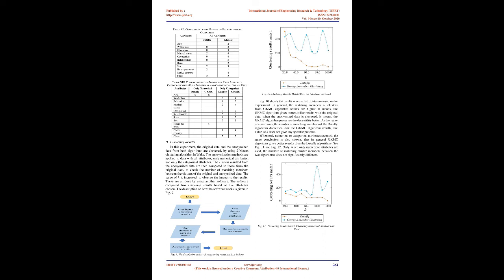Declustering results. In this experiment, the original data and the anonymized data from both algorithms are clustered, by using K-means clustering algorithm in Weka. The anonymization methods are applied to data with all attributes, only numerical attributes, and only the categorical attributes. The clusters resulted from the anonymized data are then compared to those from the original data, to check the number of matching members between the clusters of the original and anonymized data. The value of K is increased, to observe the impact to the results.